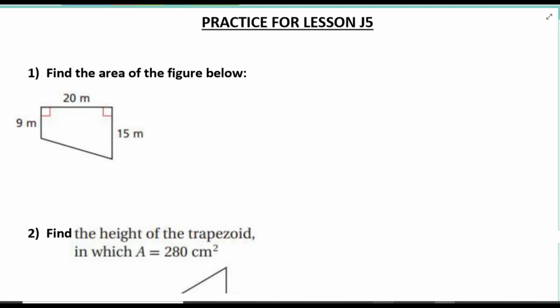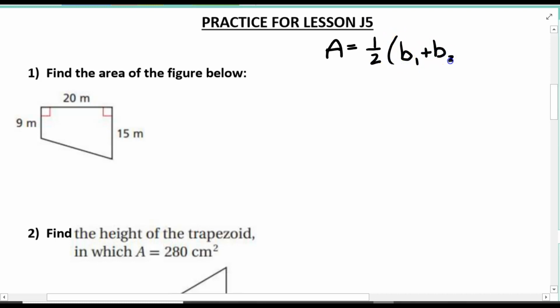All right, lesson 5. So we're dealing with the area of a trapezoid now. The area of a trapezoid is always going to be the formula of 1/2 times the sum of the bases. So you add the bases together, then times the height.